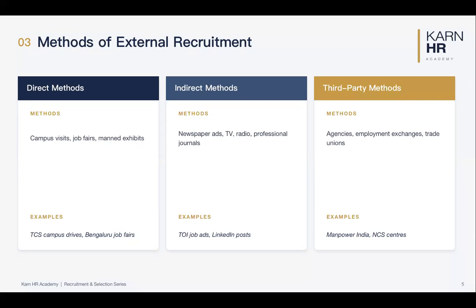For example, we can take TCS visiting engineering colleges for campus placement. It is called a direct method of recruitment because you directly approach the candidate and interact with the candidate face to face, and screening is done immediately in direct methods. Indirect methods include newspaper ads, TV, radio, and professional journals. In indirect methods, organizations advertise vacancies and wait for interested candidates to apply.